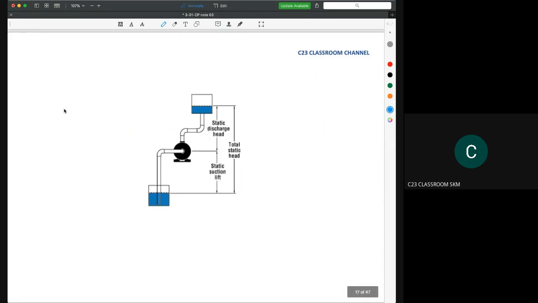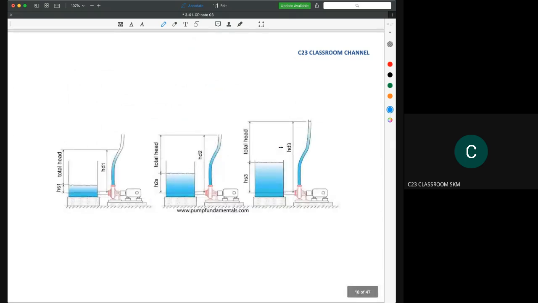Okay, this is again another term about the head of the pump. So I skip this one, and you could also see it from the video later on.